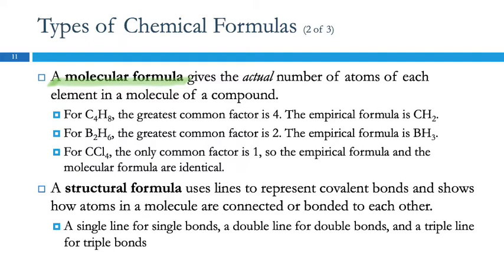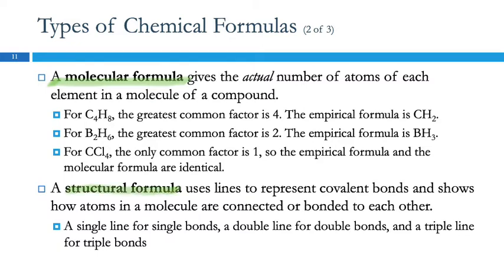And here it's giving us some examples of looking at the empirical versus the molecular. So for this compound C4H8, if we want to find the empirical formula, we're looking for the greatest common factor. How can we simplify 4 to 8? Well, that would become 1 to 2, right? Simplifying a ratio or simplifying a fraction.